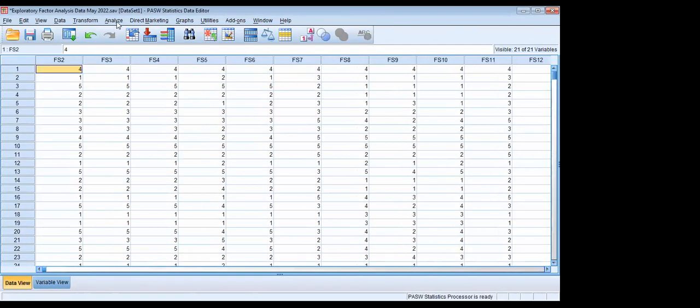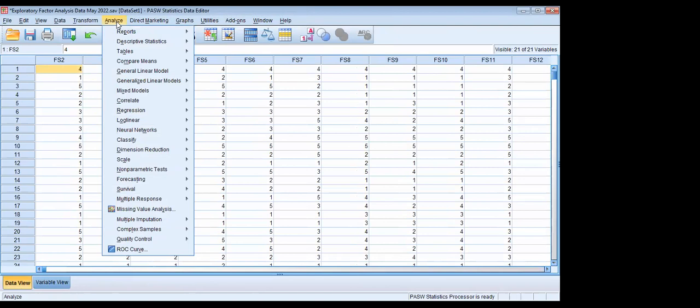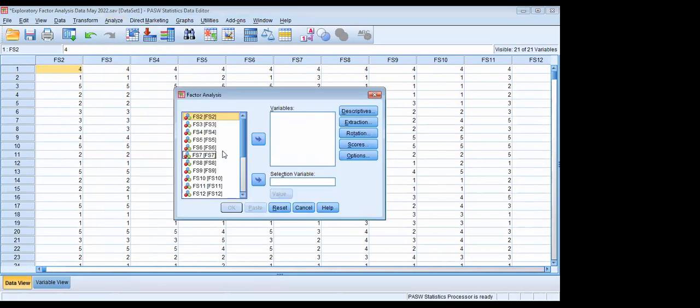Now we'll go to analyze, dimension reduction. I'm going very slowly. First you click analyze, dimension reduction. Then you click factor. Now you select one by one. How many? FS 9? What about the others? FS 10, 11, 12.